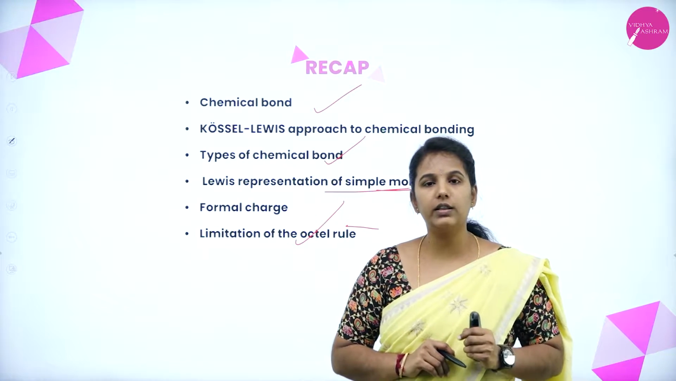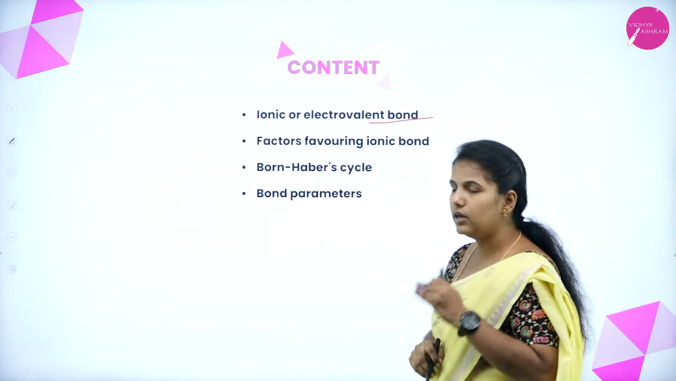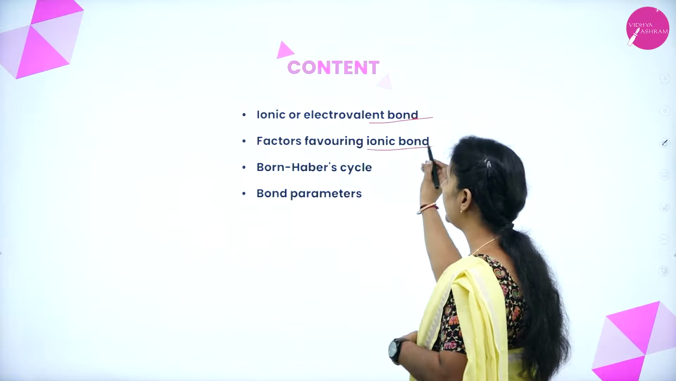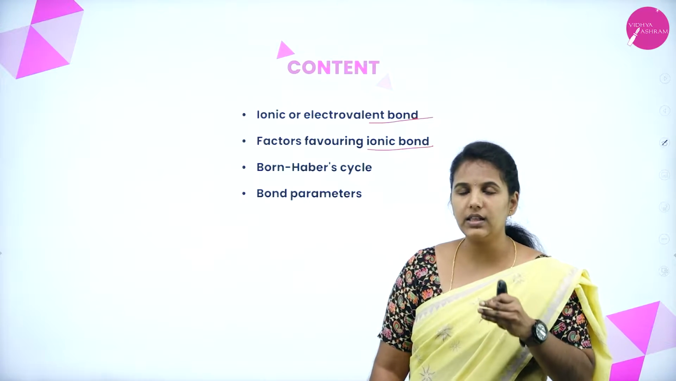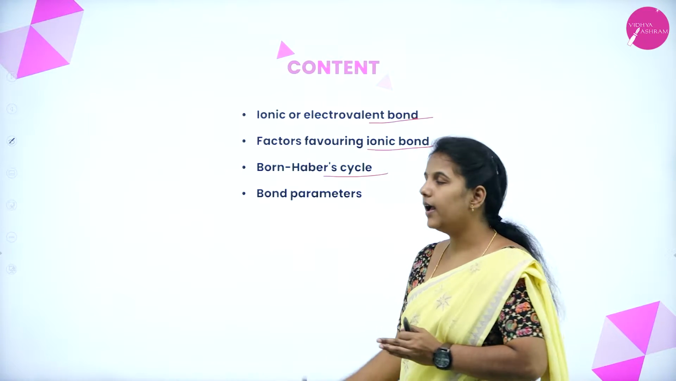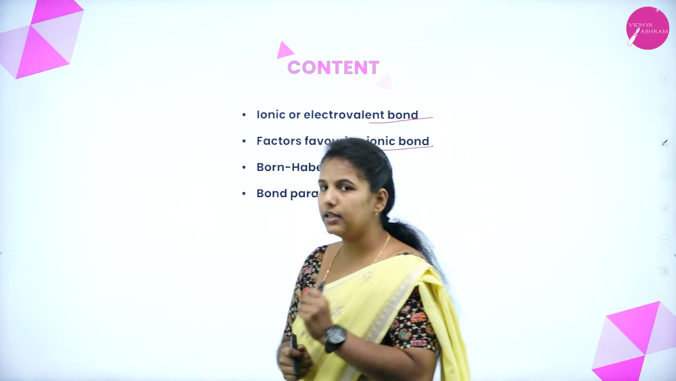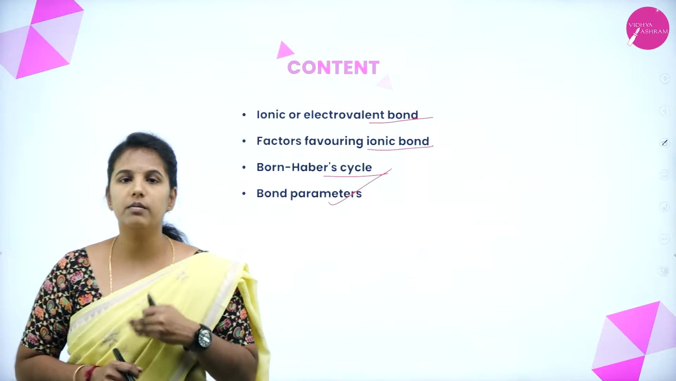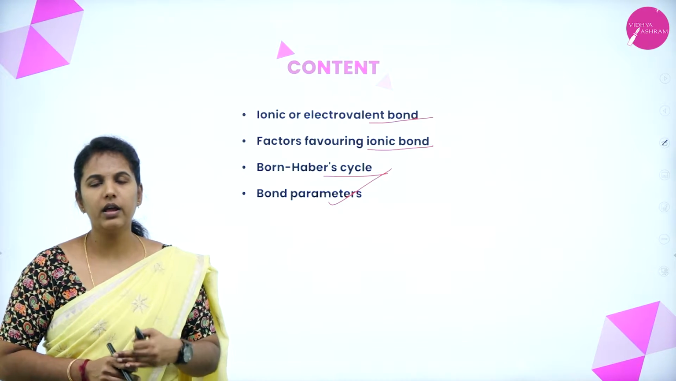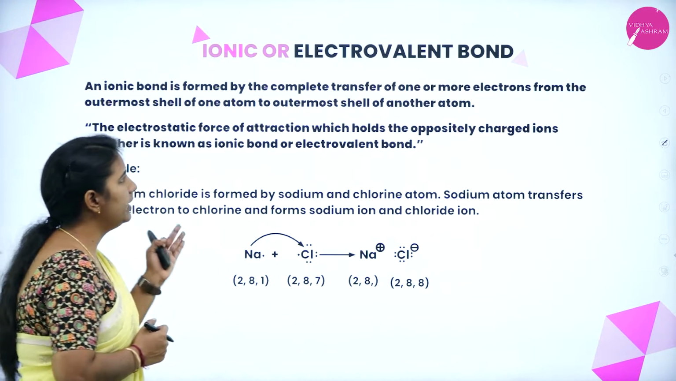Today, let us move on to the next topic of this unit, the ionic or electrovalent bond. We are going to understand the factors affecting the ionic bond. Finally, by taking the example of Born-Haber's cycle, we are going to understand the ionic bond, and later the bond parameters. Under that, we will understand bond length, bond angle and bond order, as well as resonance structures. Now we are going to learn more about the ionic or electrovalent bond.